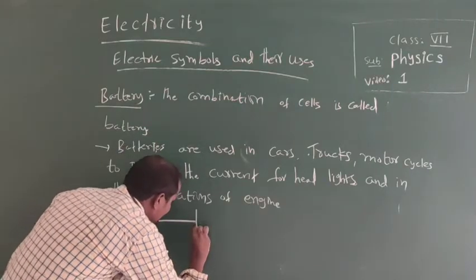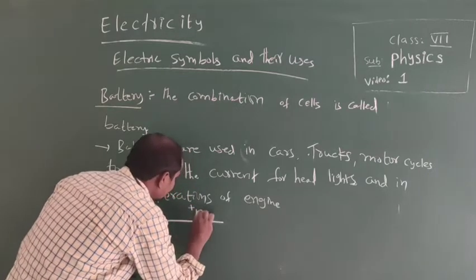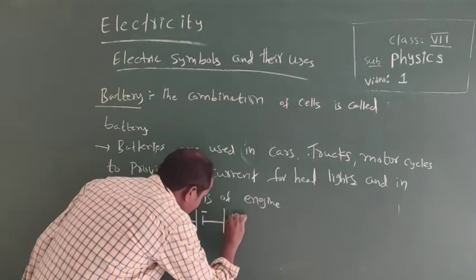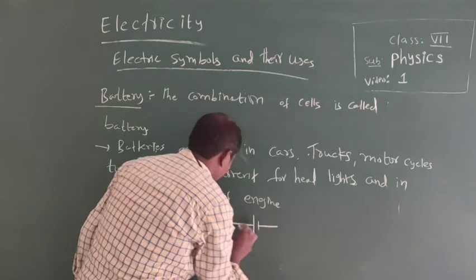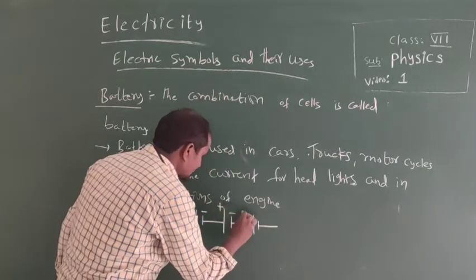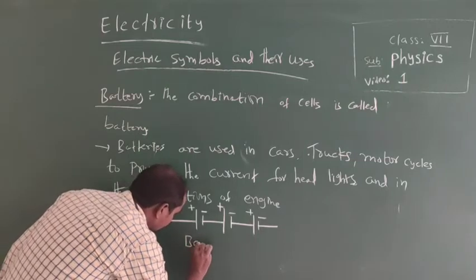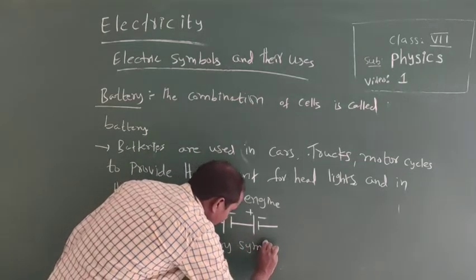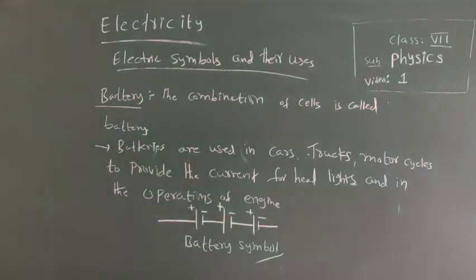The combination of more than one cell. It is a cell. Positive is connected with negative, negative is connected with positive. Okay, it is positive, it is negative. Positive, negative. Battery symbol.